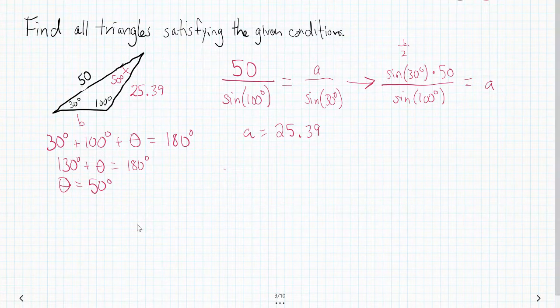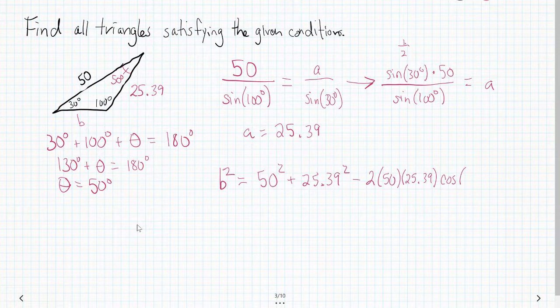So notice that would be that little b squared equals, now we need to take both the sides and square them. So we'll take 50 squared plus this 25.39 squared minus 2 times 50 times 25.39 times cosine of, in this last case, is 50 degrees.